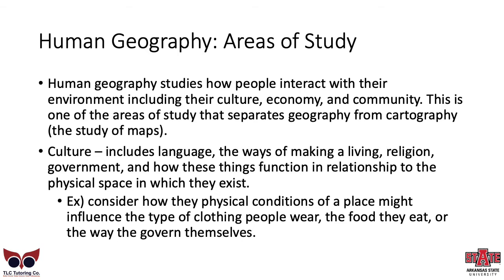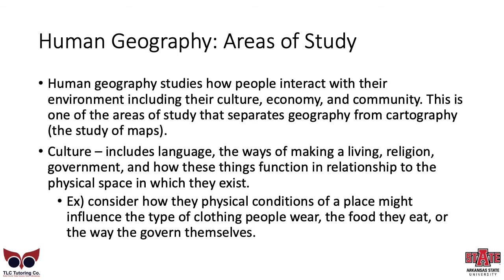Human geography, areas of study. Human geography studies how people interact with their environment, including their culture, economy, and community. This is one of the areas of study that separates geography from cartography, or the study of maps. Culture includes their way of making a living, people's religion, their government, and how these things function in relationship to the physical space in which they exist.